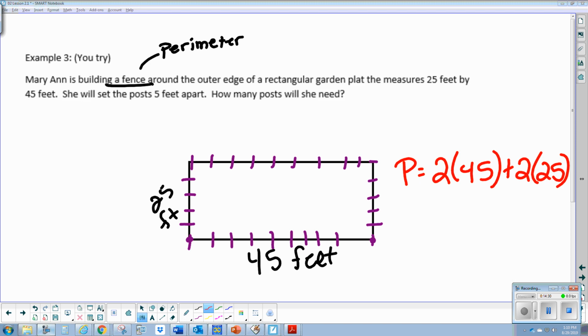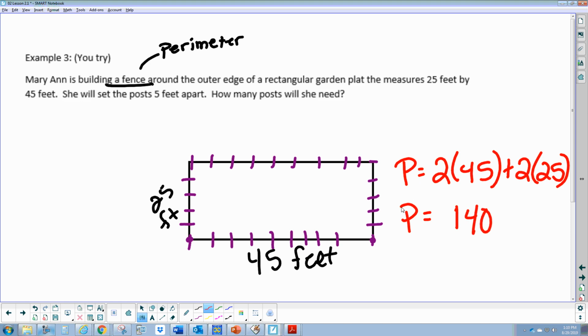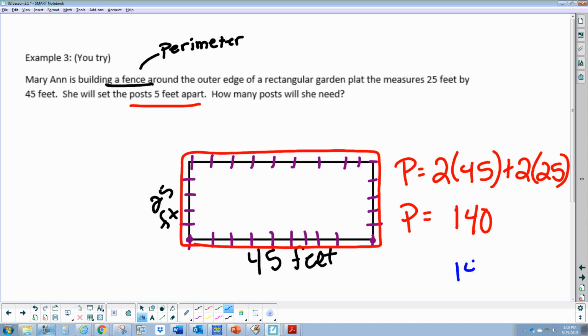So then when you actually solve for perimeter, you get 90 plus 50, which is 140. Now you're going to set the posts 5 feet apart. So if your total perimeter is 140, so that's the distance all the way around here, and you're going every 5 feet, you need to divide 140 by 5. And when you do that, you get 28 posts.